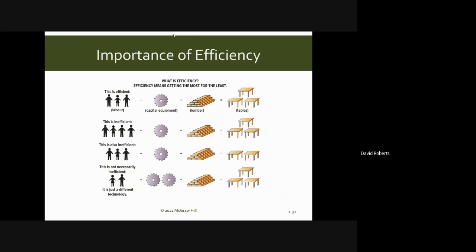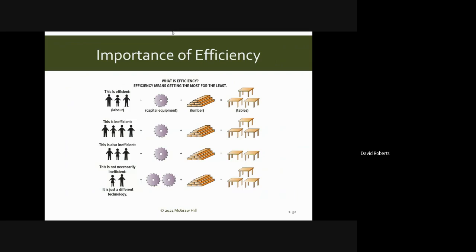When it comes to efficiency, we want to be efficient. In the very top line, we have 3 units of labor, 1 unit of capital, and 6 pieces of lumber to make 3 tables. The second line down is inefficient because the capital and the lumber do not change, nor does the output on tables, but now you have 4 people, whereas before you had 3 people. So that is an increase to cost, and it's a waste of one person's time and efforts.